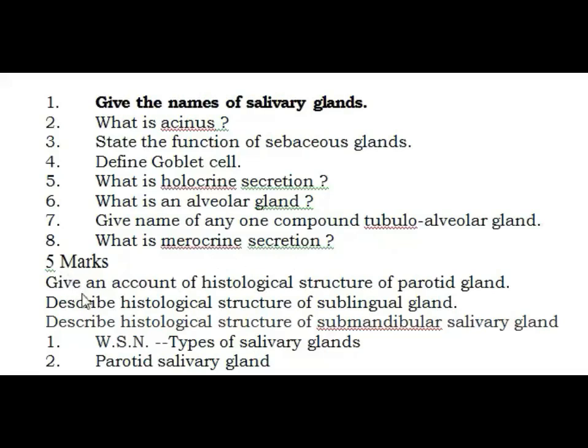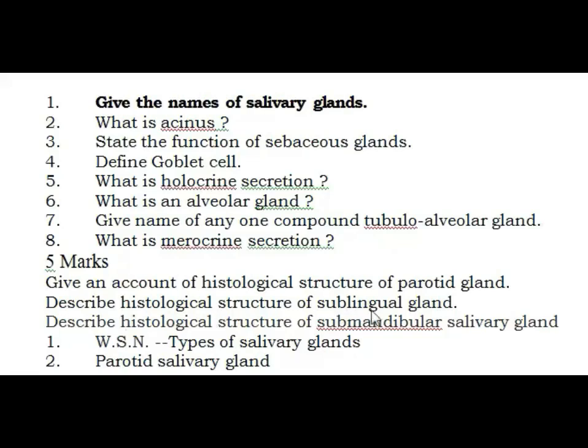Now, long answer questions. Sometimes they ask, give an account of the histological structure of the parotid gland. Now you have to describe the cross section of the parotid gland. Take reference from a few slides earlier where I have shown you a section of a parotid gland. Try to draw a diagram and explain all the structures you see in that. There you will see serous acini in the majority, then intercalated ducts, interlobular ducts. Everything you have to explain with the diagram.